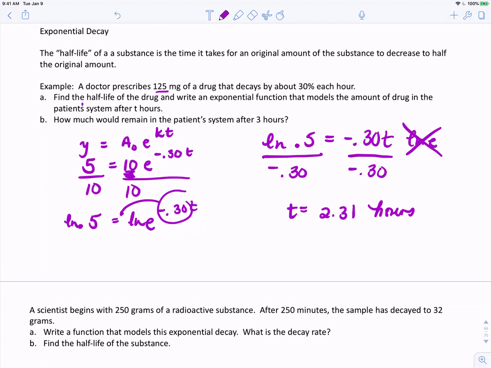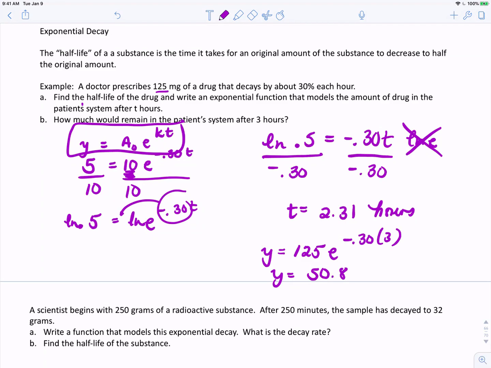How much would remain in the patient's bloodstream after 3 hours? Well, now we have our model. So we can say y is equal to, our initial amount was 125, e to the k we know is negative 0.30, and the time we're given in this problem is 3. So all we have to do is enter this into our calculator. So we have e to the negative 0.30 times 3 power multiplied by 125, and this gives us 50.8 milligrams.